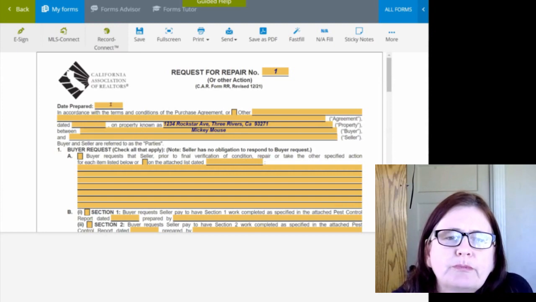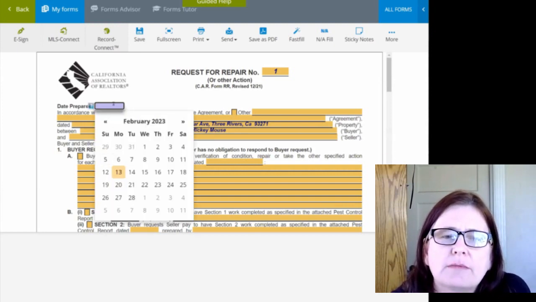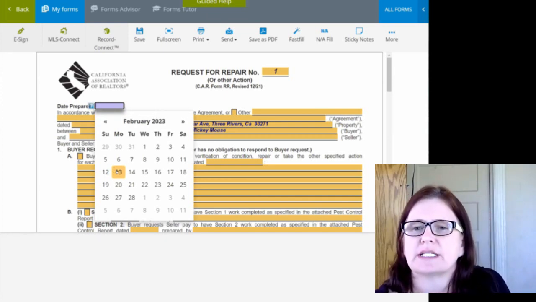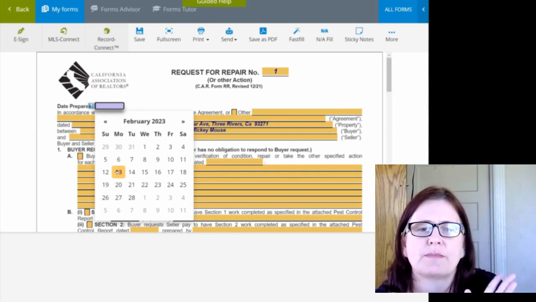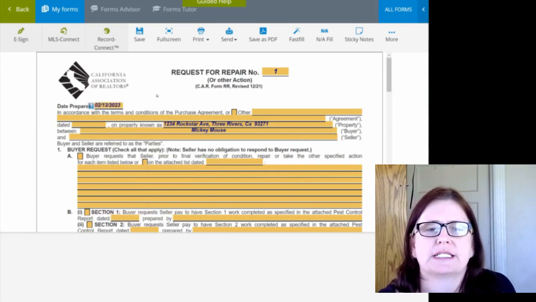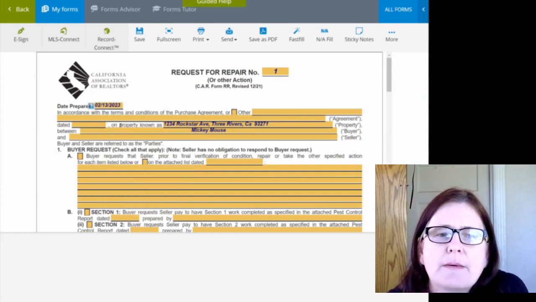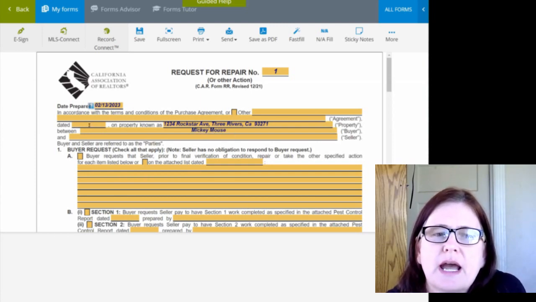As with our other contracts, date prepared is simply date prepared. So even if I'm not going to submit this to them until Thursday, when I get the next report back, I'm preparing it today, so I'm going to put today's date. Most of the time, the request for repair is going to be in accordance with the purchase agreement, so this top line will be blank.